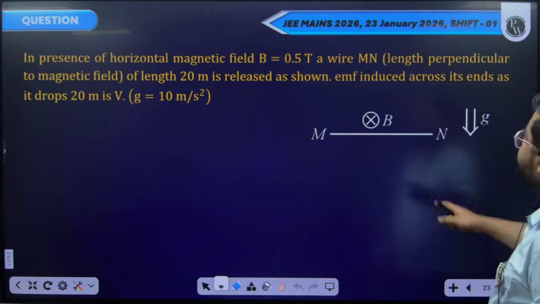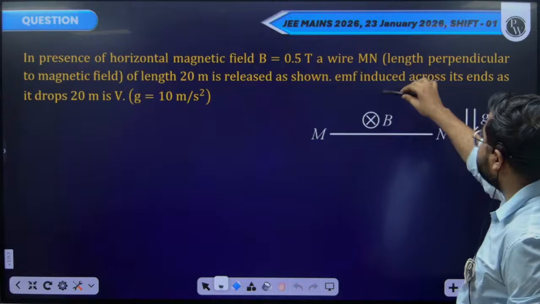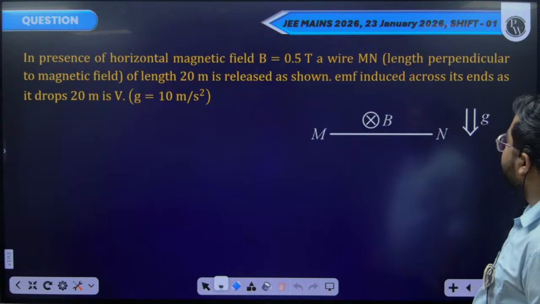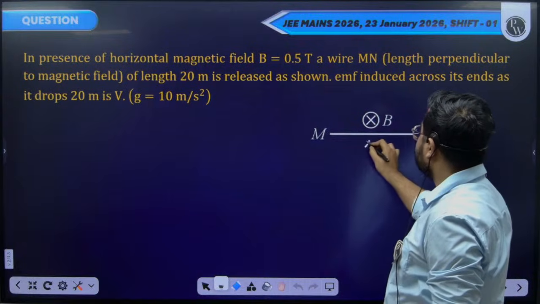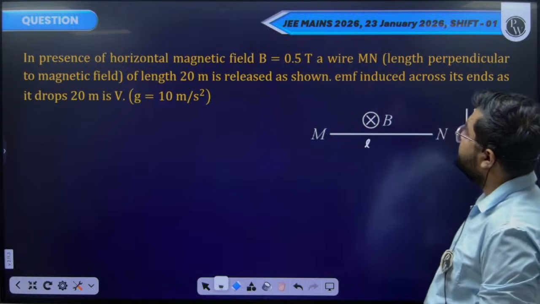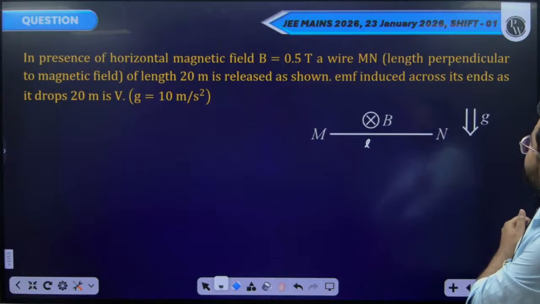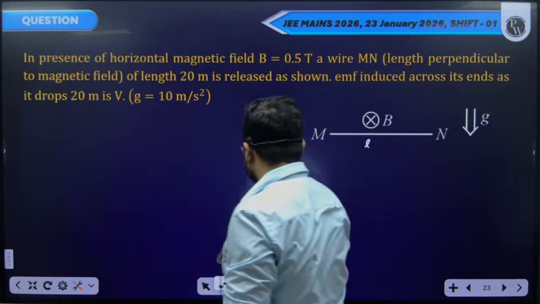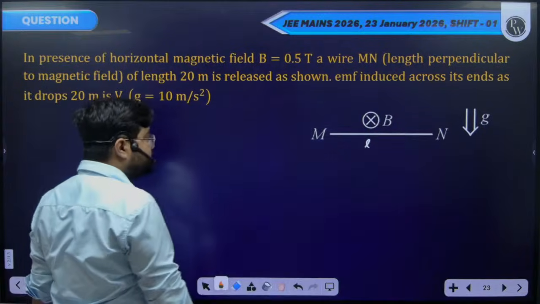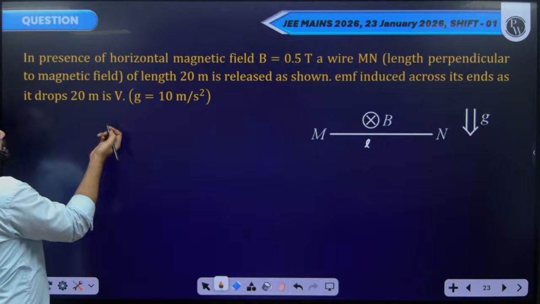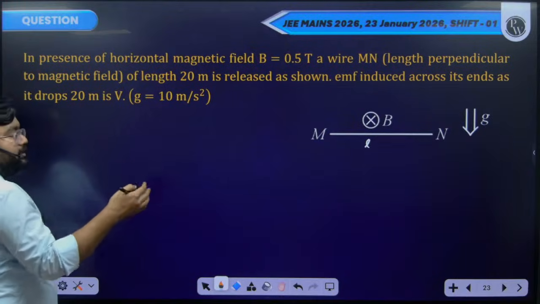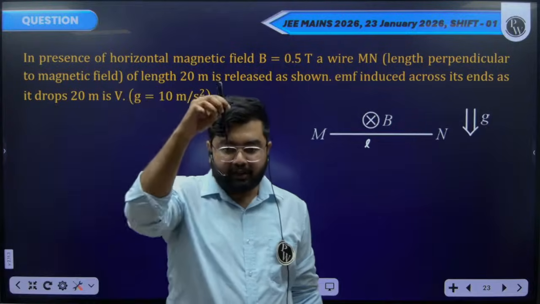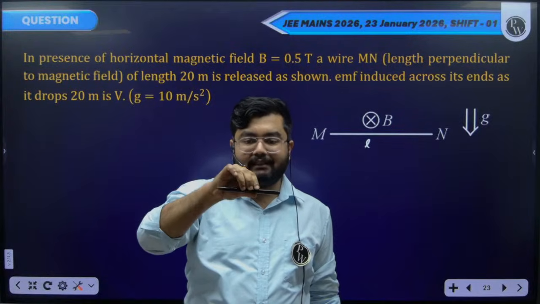So there is a horizontal magnetic field and a wire is dropped perpendicularly. The length of the wire is given to us. Find the EMF induced across its ends as it drops by 20 meter. So very simple question. We know the EMF induced when all three, B, L and velocity, are perpendicular. See, velocity will be downwards, length is like this and B is inside.